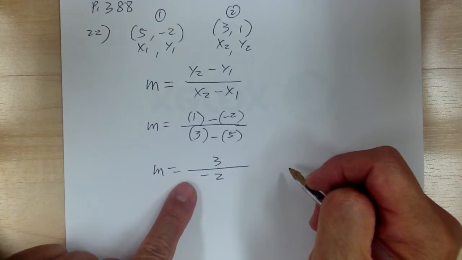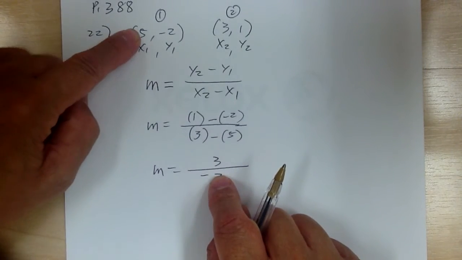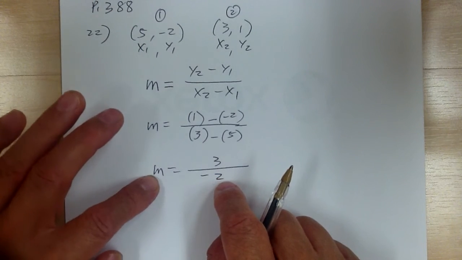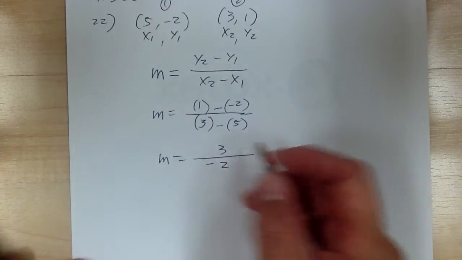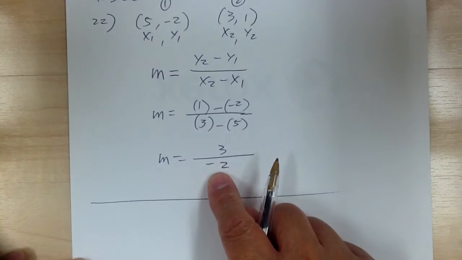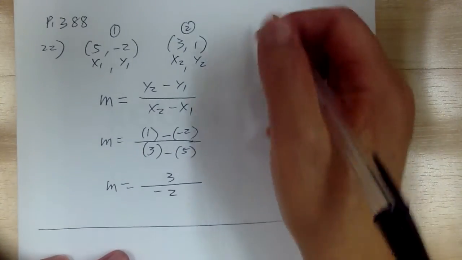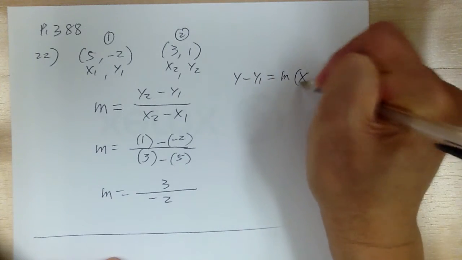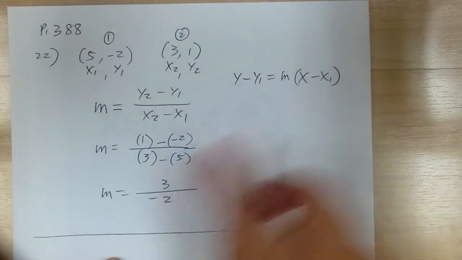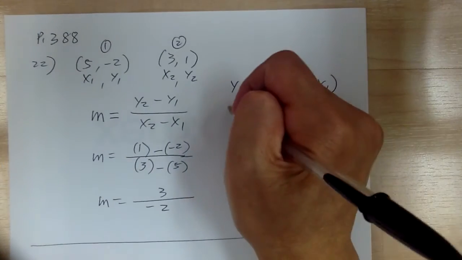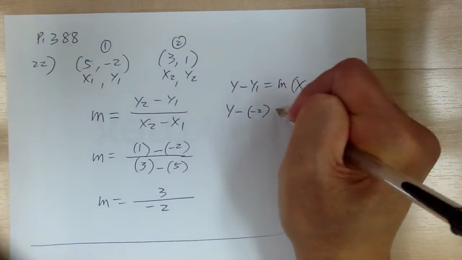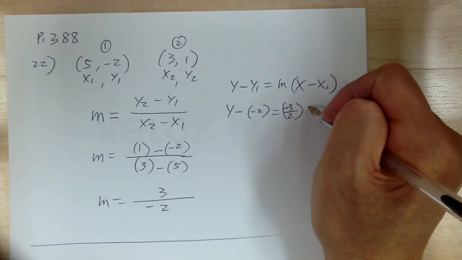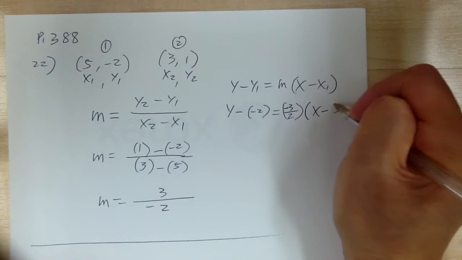Now once you have a slope and a point, you can go back to what you did earlier and use the point slope form. The point slope form is y minus y1 equals m times x minus x1. You have to memorize all these different forms. So you substitute: y minus -2 equals, I'm going to put the negative on top, -3 over 2 times x minus 5.